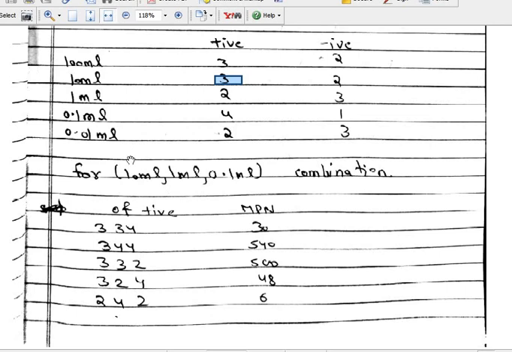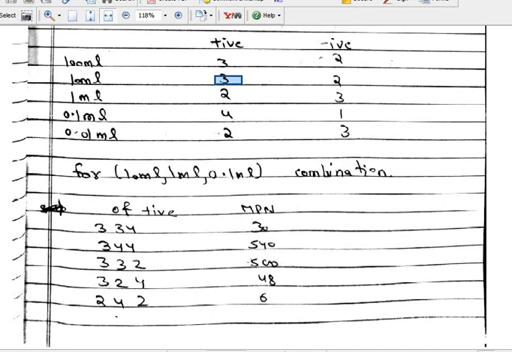Now we can take another few combinations, like 100, 10 and 1. So if you take 100, 10 and 1, what is the combination here? You see 3, 3, 2. Okay. And for 3 3 2, what is the MPN value? It is 500.